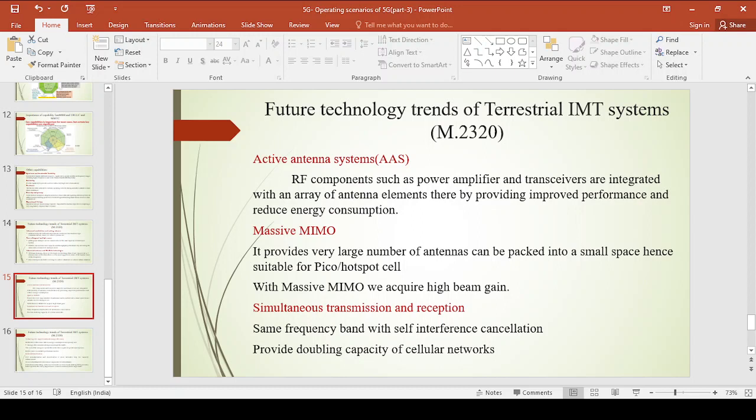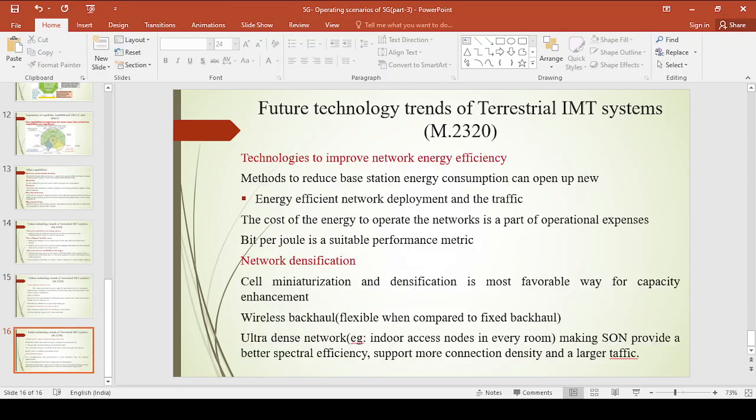Now the next future technology trend of IMT system is simultaneous transmission and reception. Simultaneous means at a time we are transmitting and receiving the data. Now this can be achieved by the same frequency band with self-interference cancellation, providing doubling capacity of cellular network. These are the two things through which you can achieve simultaneous transmission and reception.